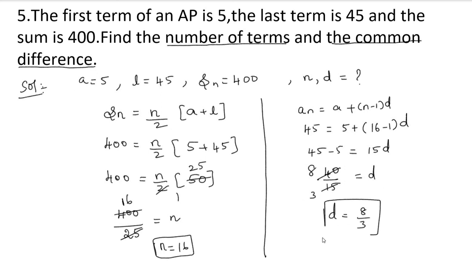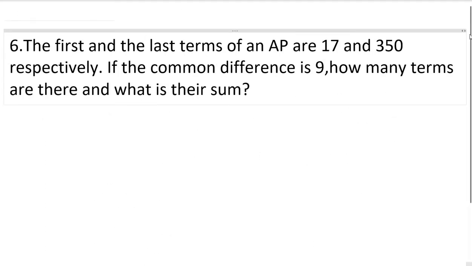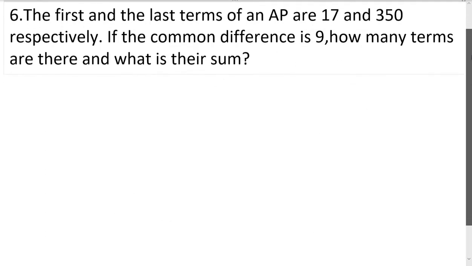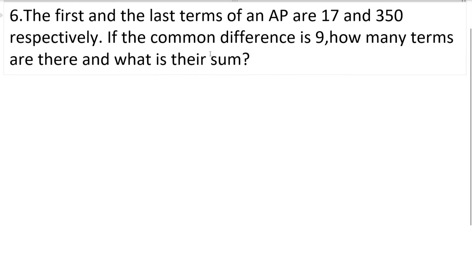Do you understand? I got the common difference as well as the number of terms. Shall we move to the next question? Listen to the next question, children. The first and the last terms of an AP are 17 and 350 respectively. If the common difference is 9, how many terms are there and what is their sum?